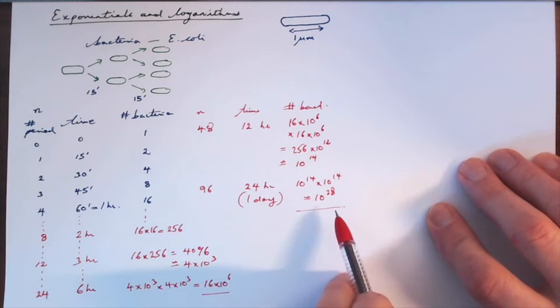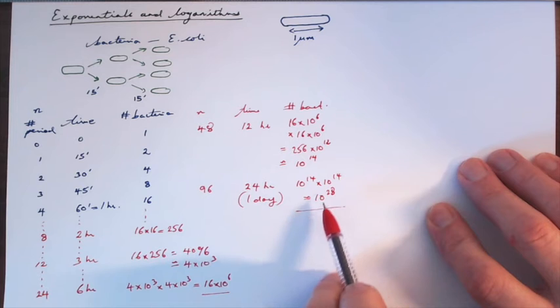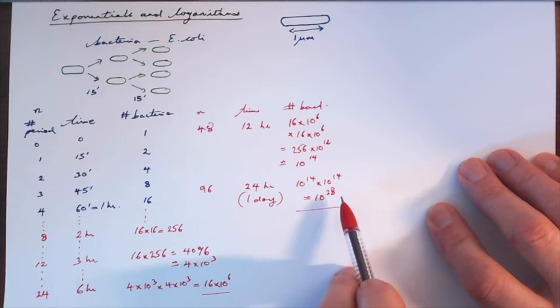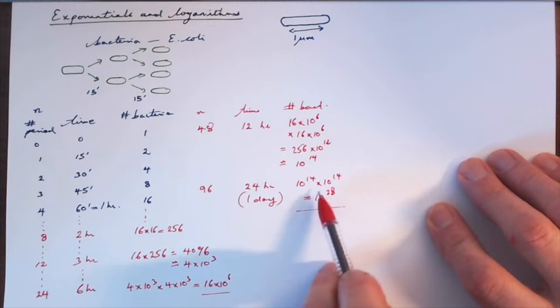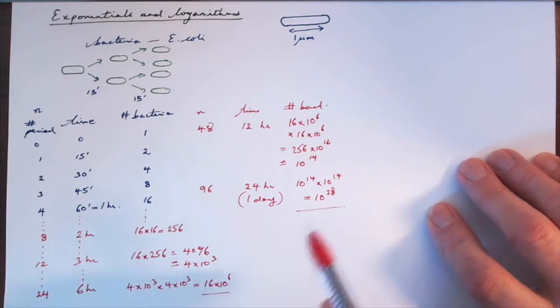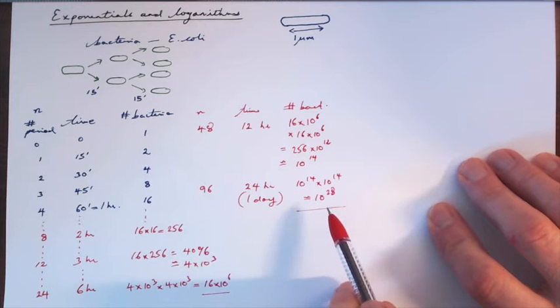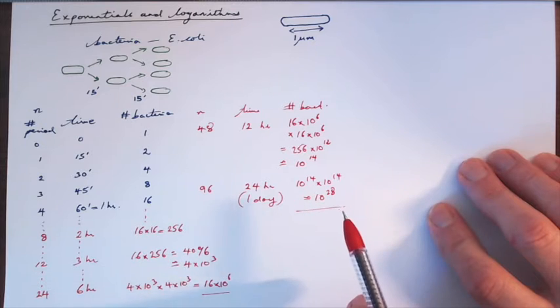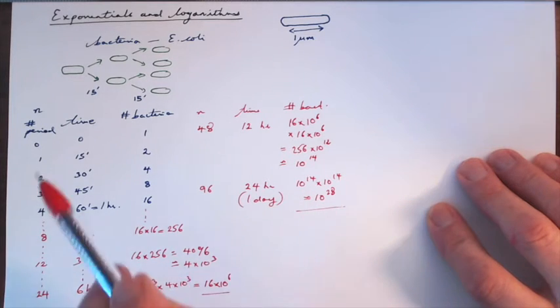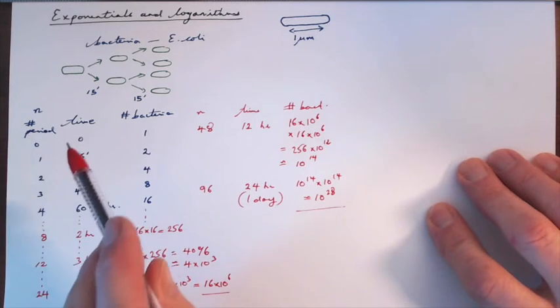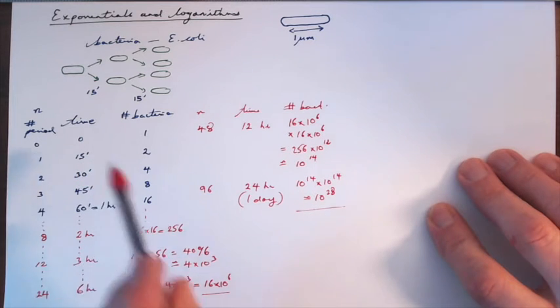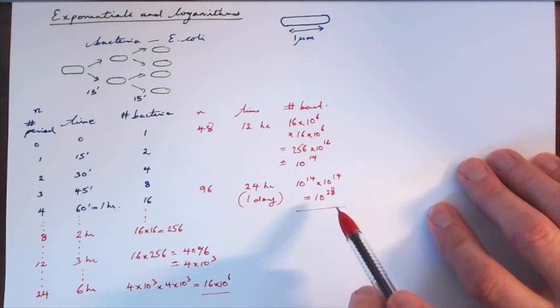For those of you who study chemistry, you'll know of 10 to the 23 as a very special number. That's 1 mole in chemistry when it's multiplied by 6, Avogadro's constant. So this is roughly speaking 100,000 moles of bacteria. So an extraordinarily large number, and that potentially from one bacterium doubling every 15 minutes, and after a day you have 10 to the 28 bacteria.